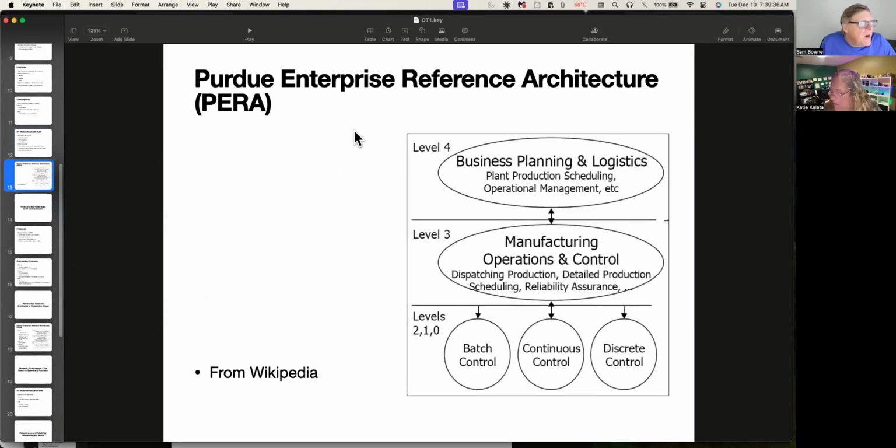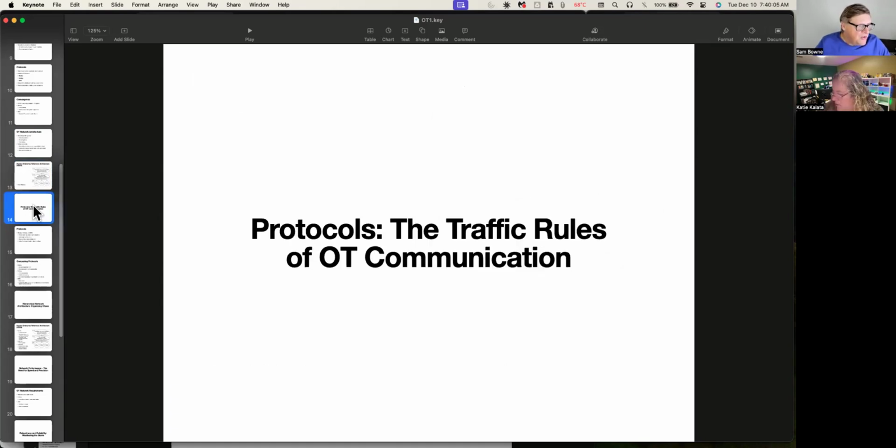And here's the Purdue Reference Architecture, which is essentially the OSI model for operational technology, although it is a whole lot less fixed and uniform. I've seen several different versions of it, but you have low levels with batch, continuous, and discrete control, and then you have level 3 with manufacturing operations and control, and then business planning and logistics above that. So this is, as much as anything is organized, the general organizing structure of your OT networks.